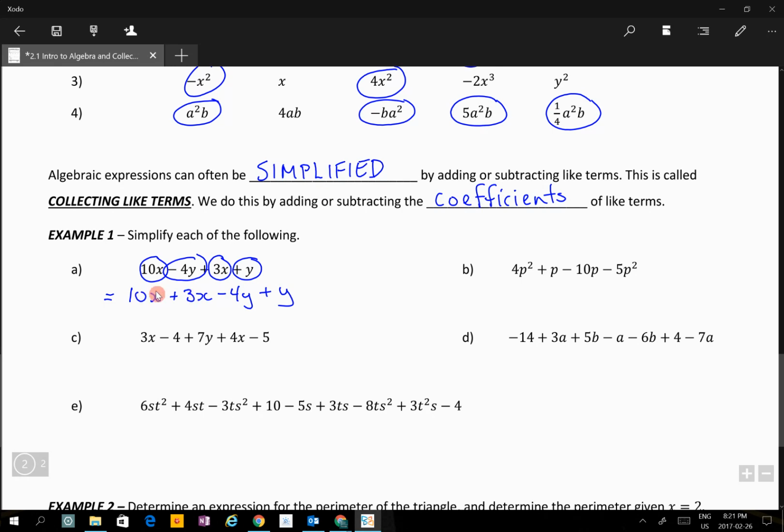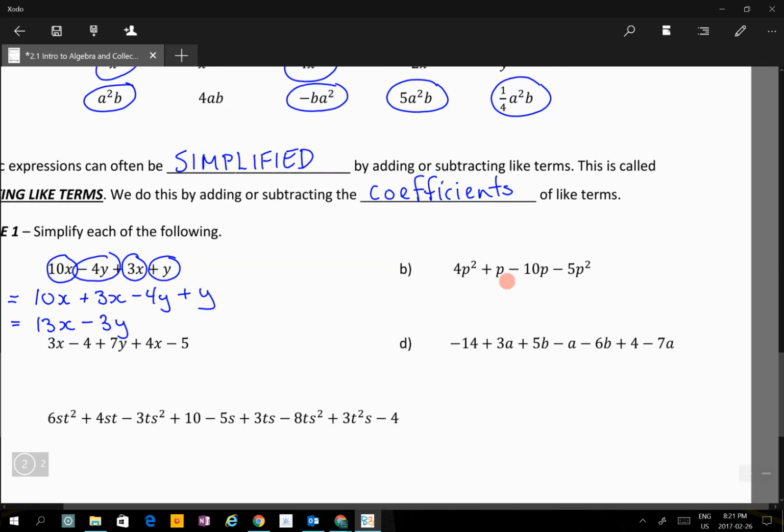So all I'm doing is just adding the coefficients, 10 plus 3, and I have 13x. And then I'm going to add the coefficients for these two like terms here. So negative 4 plus, don't forget there's an invisible 1. So negative 4 plus 1 is negative 3y, or minus 3y. Okay. So as long as you obey the signs and you recognize your coefficients, then you can collect like terms.